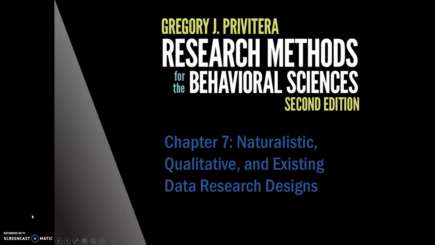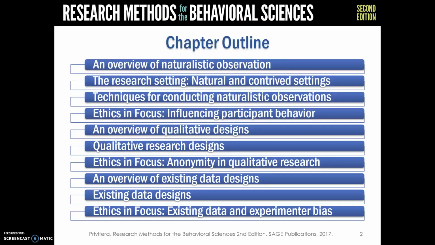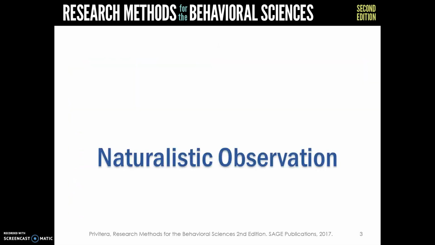Welcome to Chapter 7. Chapter 7 talks about observation, naturalistic, and qualitative types of research. This chapter is focusing on not an experimental type of research. These are naturalistic types of research.